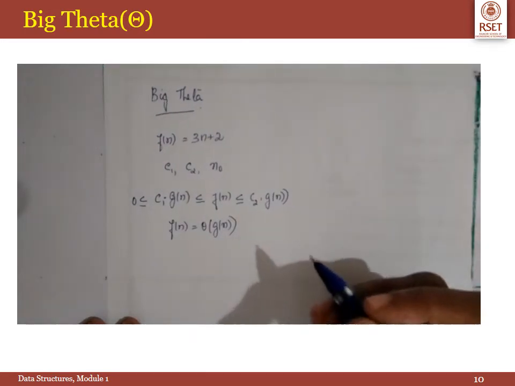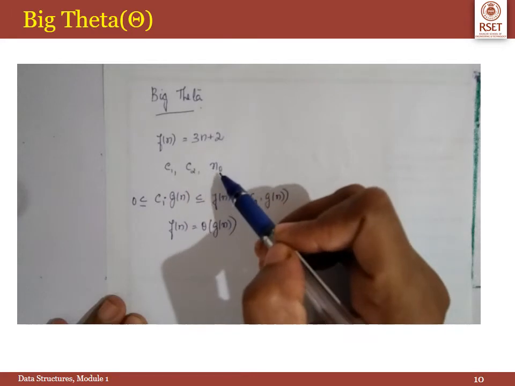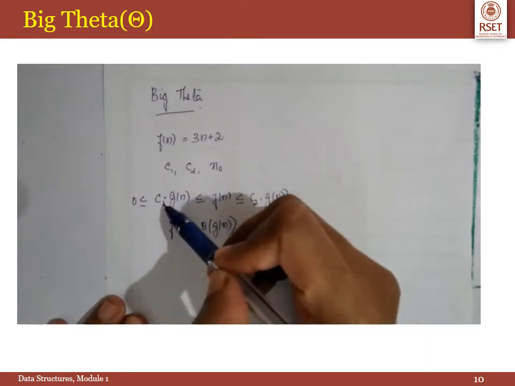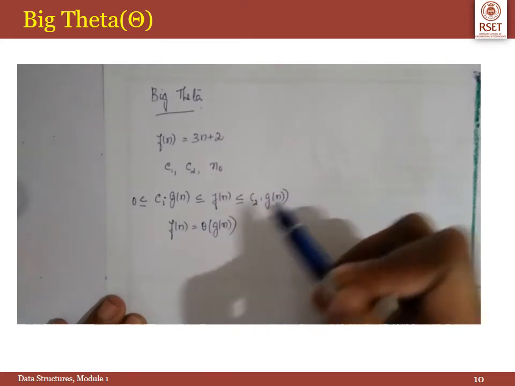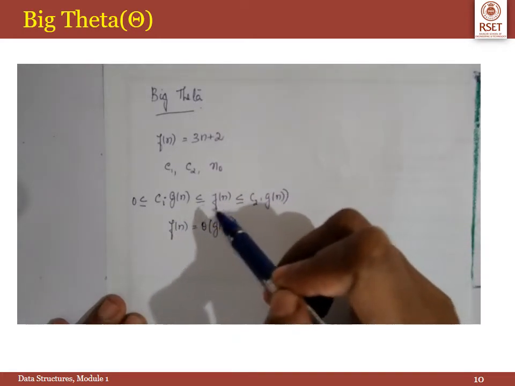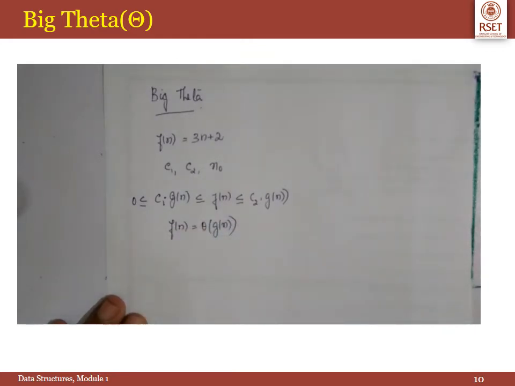So you identify three positive constants c1, c2 and n0 such that c1 times g(n) is less than or equal to the function and c2 times g(n) is greater than or equal to the function. Then you can write f of n as theta of g(n).